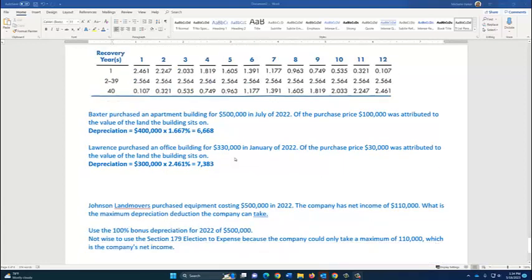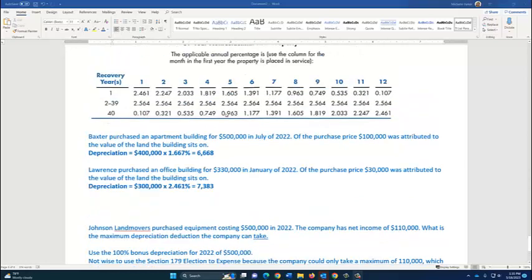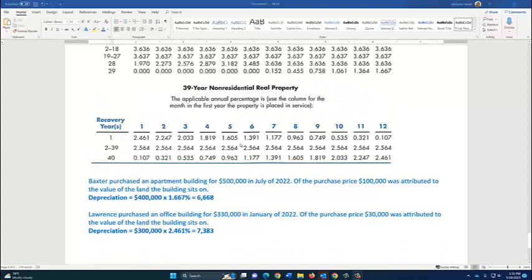So for example, Baxter purchased an apartment building for $500,000 in July of 2022. Of the purchase price, $100,000 was attributed to the value of the land the building sits on. Remember, land does not depreciate, so we always have to separate, if we make a purchase of real estate, out the cost of the land. The depreciation calculation would be the depreciable cost of the building, which was the $500,000 less the $100,000, times the percentage from the residential real estate table.